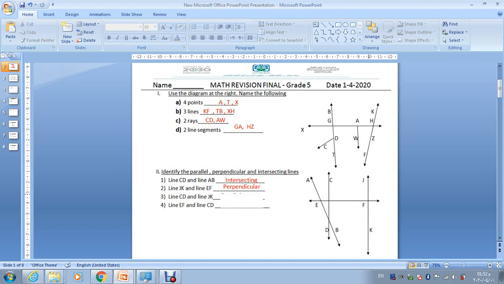Now line CD and line GK, they are enemies. They don't meet. Number 3, line CD and line GK. They are enemies. They don't meet. They are parallel to each other. Line EF and line CD, they as well make a right angle, 90 degrees. So they are over each other. They are perpendicular.